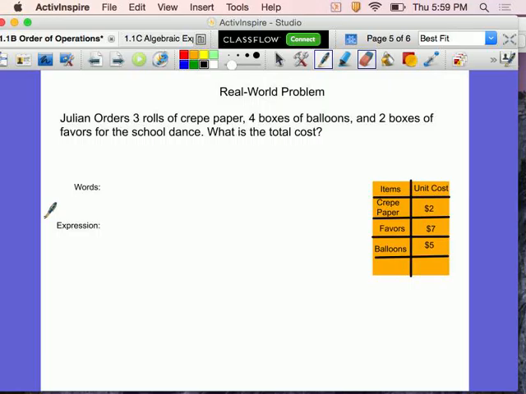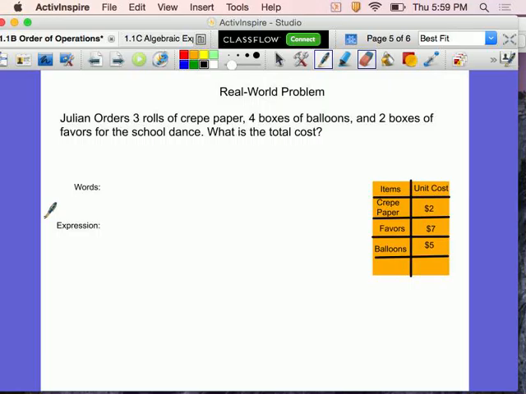Okay, we've got a real world problem here, because what we're going to do now is write a more multi-step expression for our problem. So that should be review. We did do this last year. So Julian orders 3 rolls of crepe paper, 4 boxes of balloons, and 2 boxes of favors for a school dance. What is the total cost? Now, I know you can all find the total cost in many, many ways, but your job is to make one expression for the whole thing.